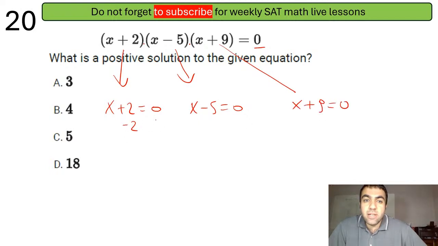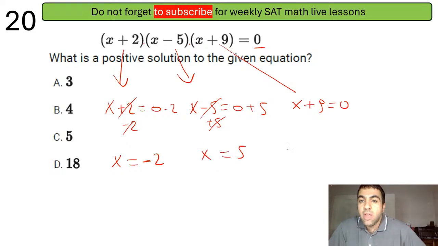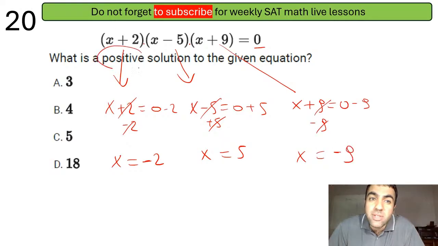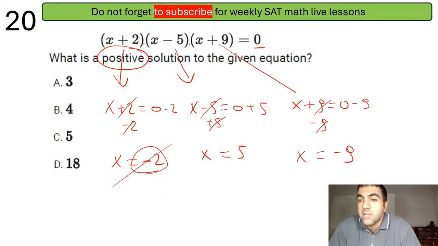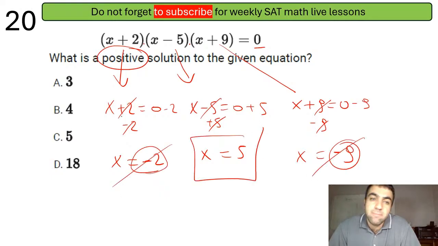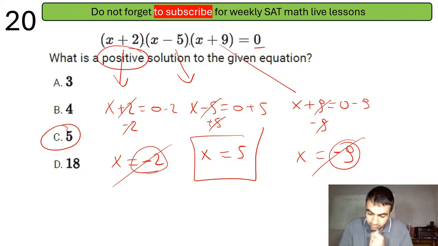Let's subtract 2 from both sides of the equation. X is equal to negative 2. Here, let's add 5 to both sides of the equation. X is equal to 5. And let's subtract 9 from both sides of the equation. X is equal to negative 9. But we are asked to find the positive solution, right? Positive? No. Positive? No. This is positive. It is C. Mr. Şahin, did you understand?